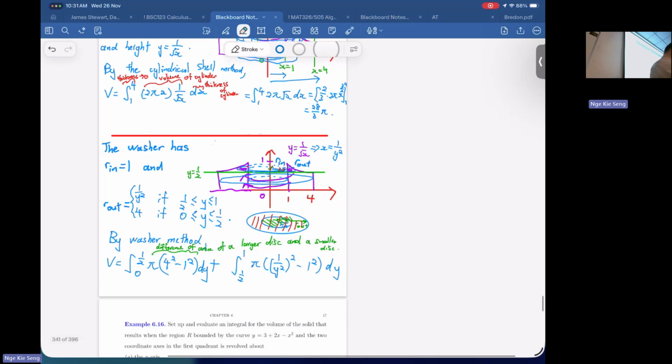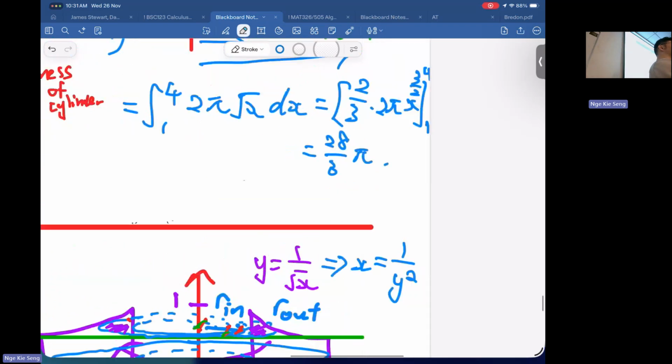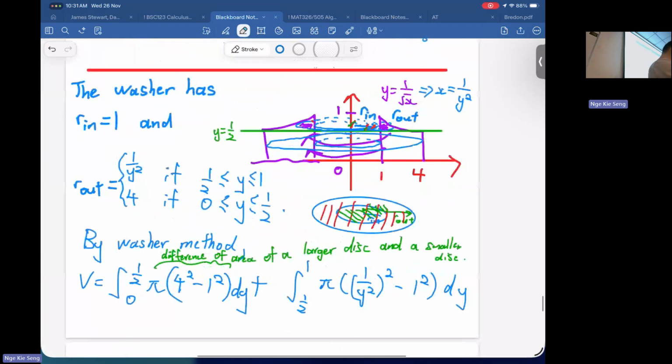Okay, everyone got 28 over 3 here. Same. Okay, you can see that there's an over 3 contribution from here, because this is 1 over y squared, right? So if you integrate, it will become 1 over y cubed. So there's a 3 contribution here, because when you integrate, the power 3 will get divided down. And then there's a 1 here, so you get the over 3 contribution coming. Otherwise, you cannot get this over 3 contribution.